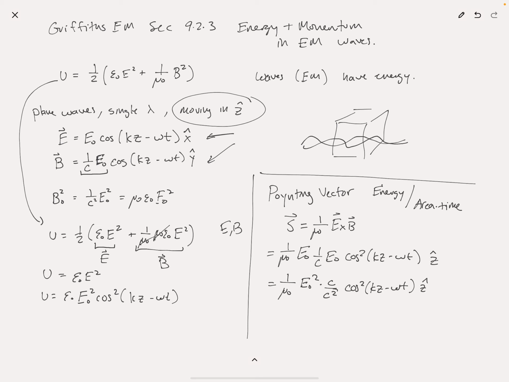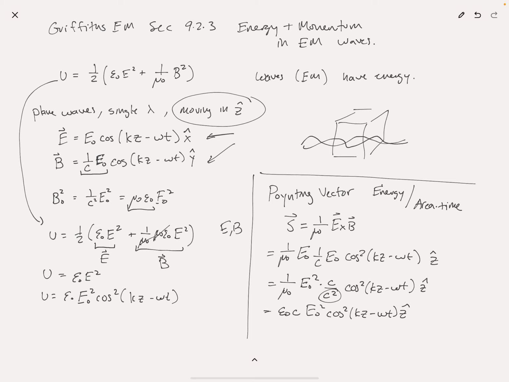The reason I did this is because 1 over C squared, we know what that is. 1 over C squared is mu naught epsilon naught. So that means I get an epsilon naught. The mu naughts cancel. I'll pull that C in front: epsilon naught E0 squared C cosine squared of kz minus omega t in the z hat direction.